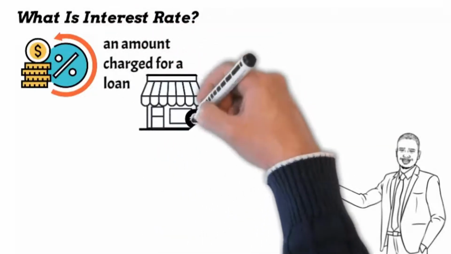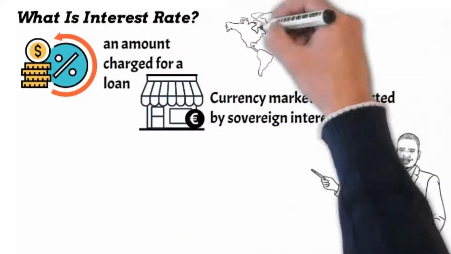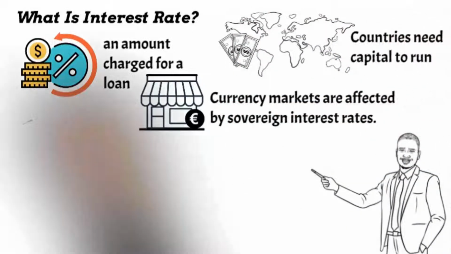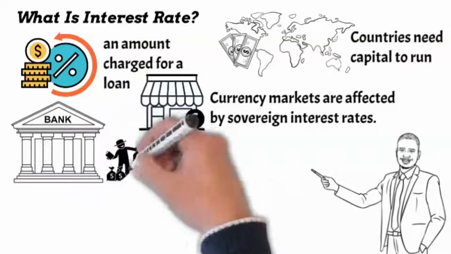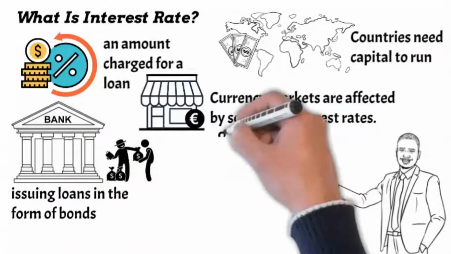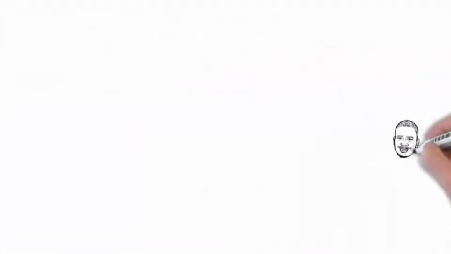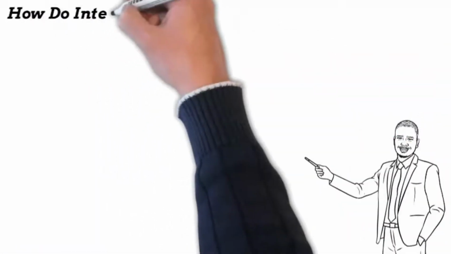Currency markets are affected by sovereign interest rates. Countries need capital to run. Sometimes, they get this capital by issuing loans in the form of bonds. The interest rate charged for this kind of loan is referred to as the sovereign interest rate. How do interest rates affect currency?